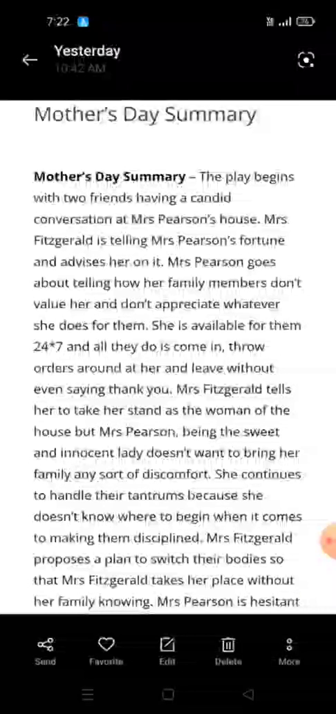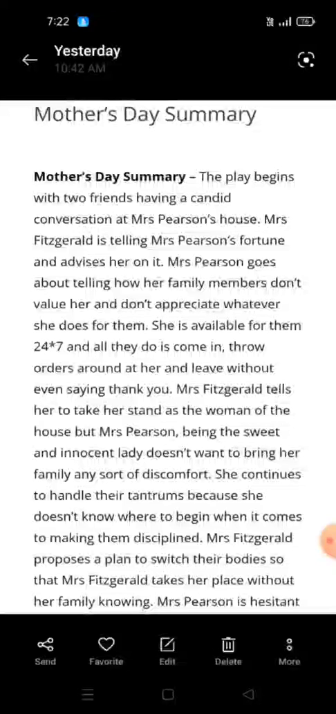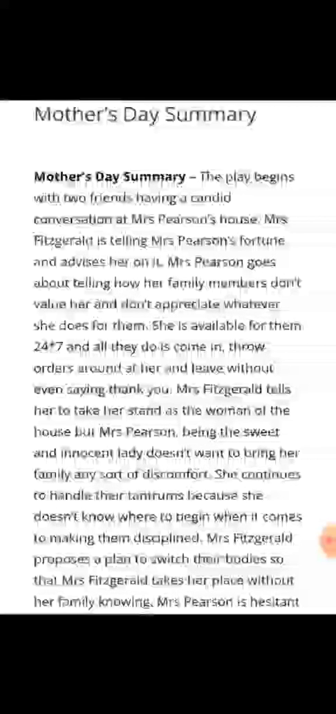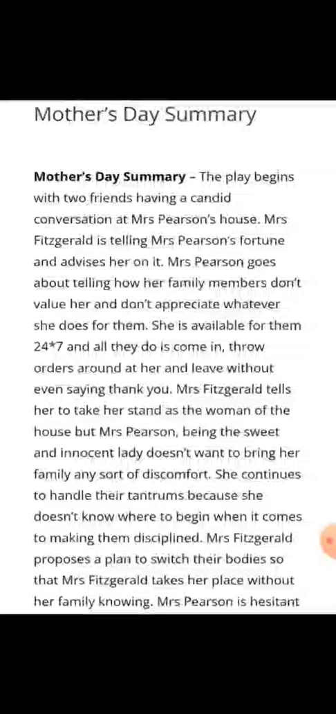She is available for them 24 hours per day, and all they do is come in, throw orders around at her, and leave without even saying thank you. Mrs. Fitzgerald tells her to take her stand as the woman of the house, but Mrs. Pearson, being the sweet and innocent lady, doesn't want to bring her family any sort of discomfort. She continues to handle their tantrums because she doesn't know where to begin when it comes to making them disciplined.